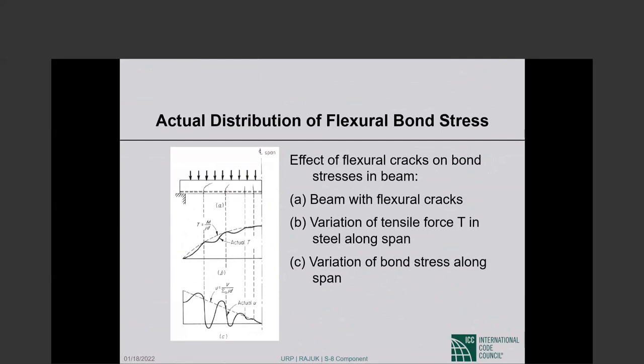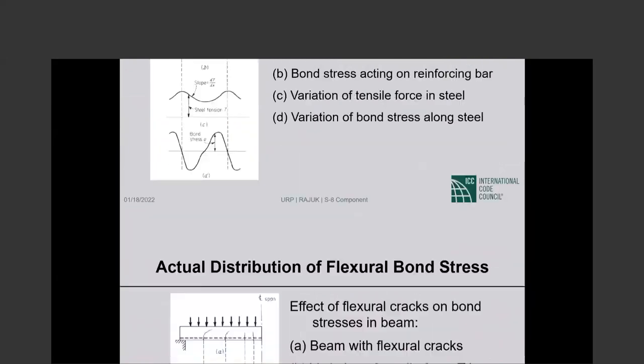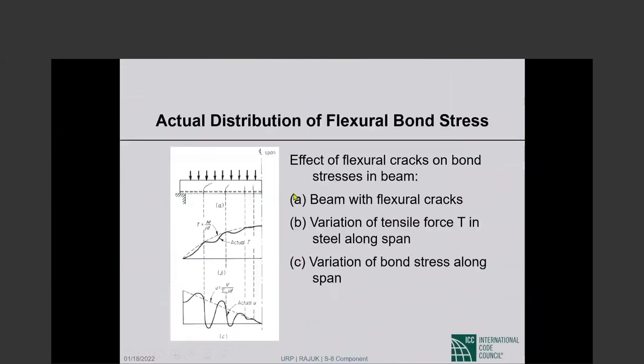Now, the effect of flexural cracks on bond stresses in beams. So now this was a beam segment. Here you are looking at, this can also be called a beam segment, but this is half the beam. So this is the support, this is the loading. The bending moment diagram is here. If you divide the bending moment by the lever arm, you have tension in the reinforcement. So theoretically, the tension in the reinforcement follows the dotted line.